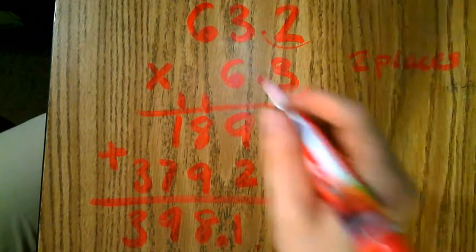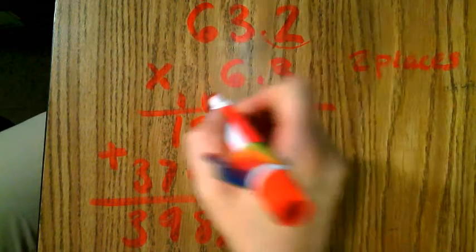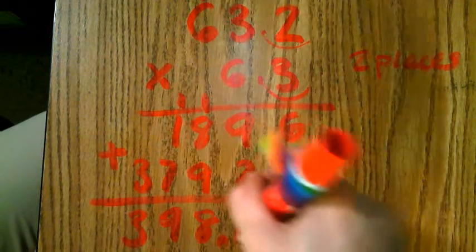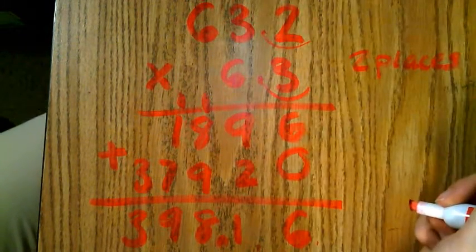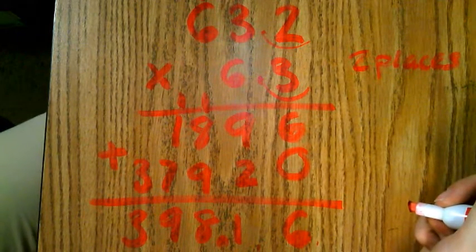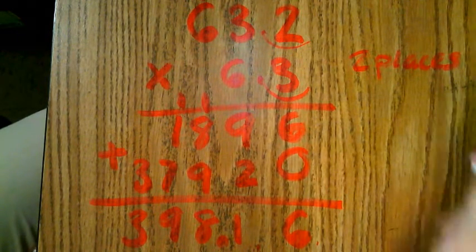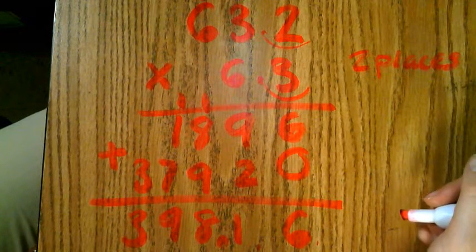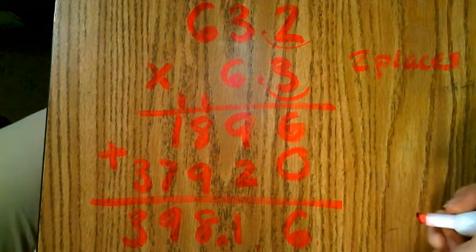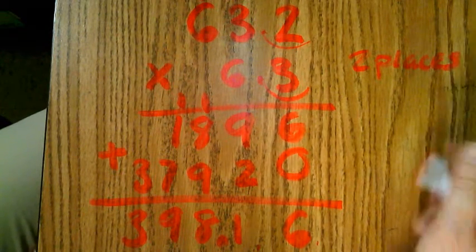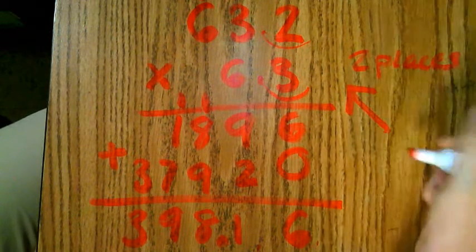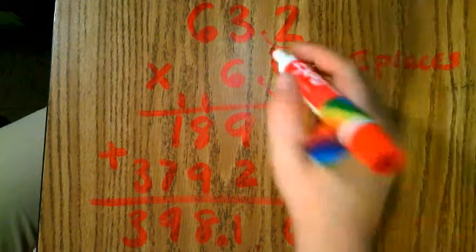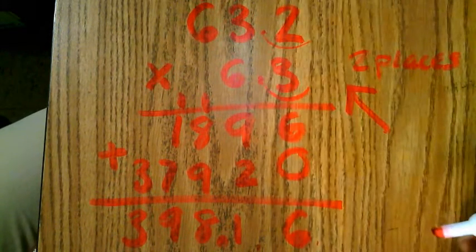So the answer to 63 and 2/10 times 6 and 3/10 is 398 and 16/100. That's the answer to our problem. This is how we multiply decimals using the standard algorithm. If you already know how to use the standard algorithm, which we do, then the hardest part is going to be right here. So don't forget to count your places after the decimal.